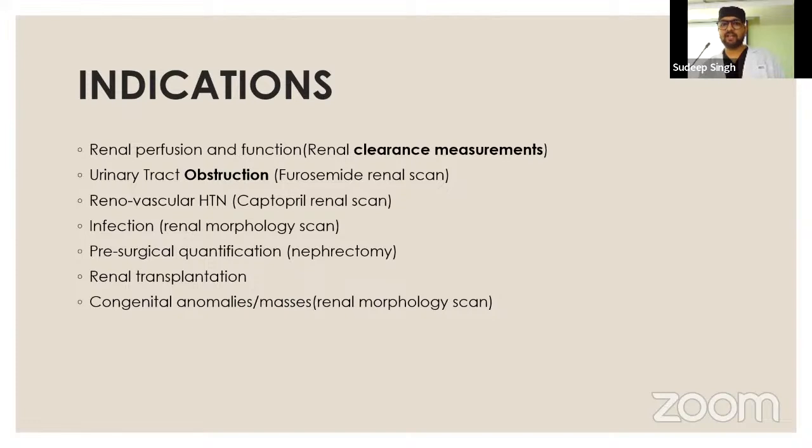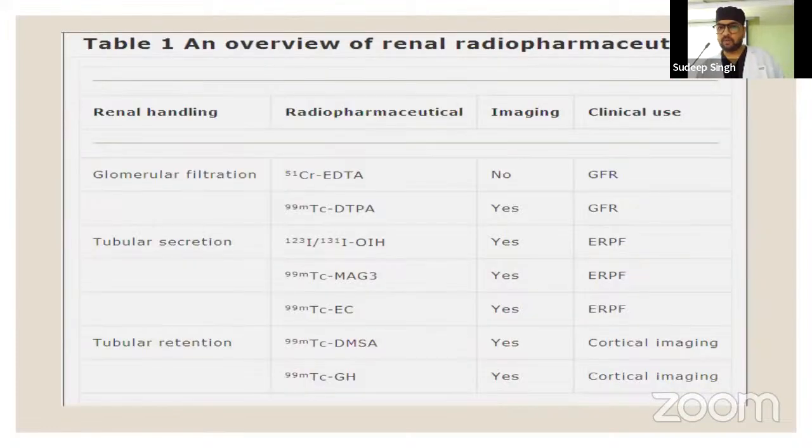The indications are renal perfusion and function, renal clearance measurements, urinary tract obstruction with the furosemide renal scan, renovascular hypertension with the captopril renal scan, infection, pre-surgical quantification, for example before nephrectomy, renal transplantation, and congenital anomalies or masses with the renal morphology scan. So this is an overview of renal radiopharmaceuticals.